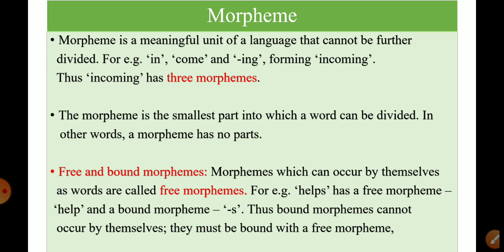Thus, bound morphemes cannot occur by themselves. They must be bound with a free morpheme. Bound morphemes are dependent morphemes. They cannot occur by themselves. They cannot stand on their own.